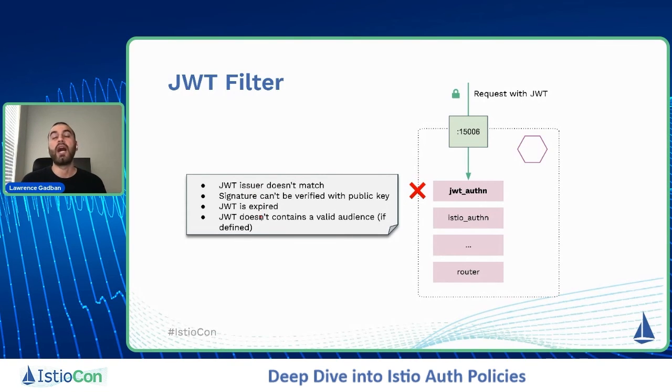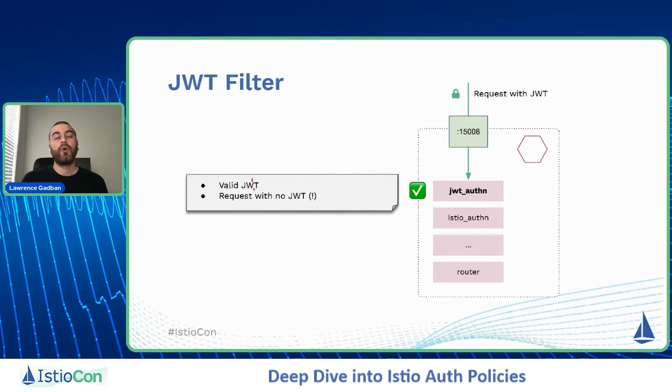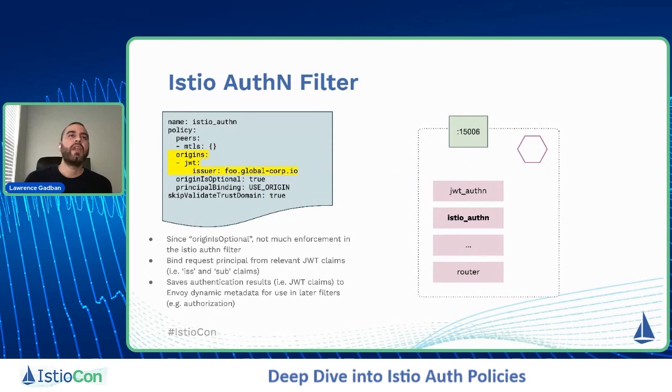If that was configured, it will be denied. But if it is valid, or if it doesn't have a JWT at all, it will be allowed. And so when we're doing request authentication, we also modify the Istio authentication filter to now perform origin authentication. There's actually not a whole lot of enforcement going on in the Istio authentication filter when we're doing origin or request authentication, but we are doing something useful as far as extracting the request principal.